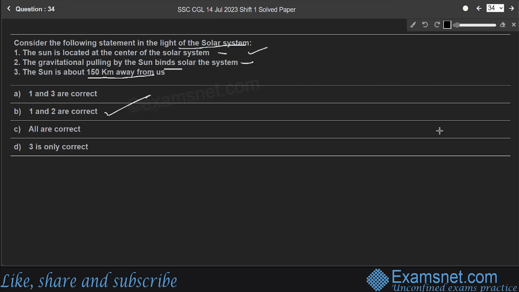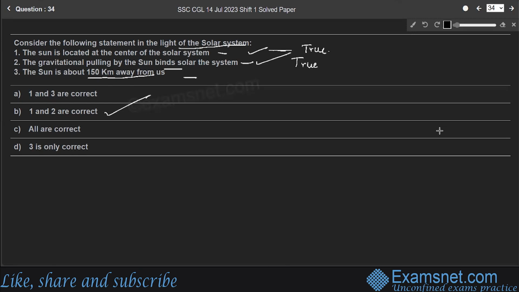So statements 1 and 2 are correct. The sun lies at the center of our solar system, according to statement 1, which is true. And second, the gravity of the sun pulls all the planets towards it. So the gravitational pulling by the sun binds the solar system, which is true. It causes the straight line of direction to curve. This pull maintains the planets' orbits around the sun. Therefore 1 and 2 are correct.